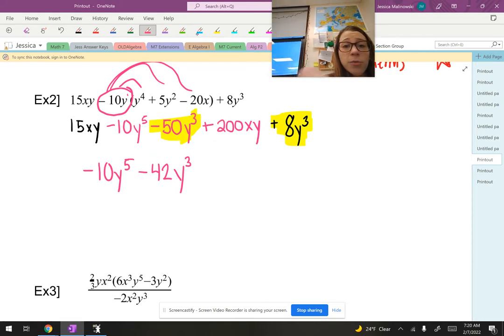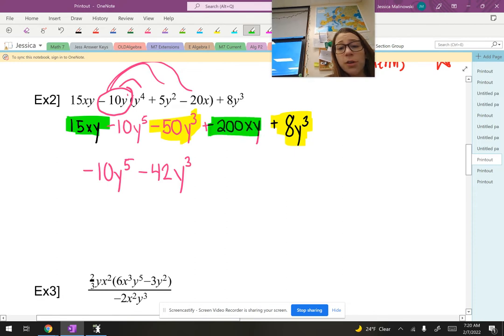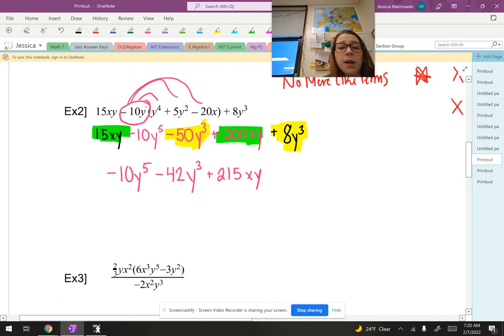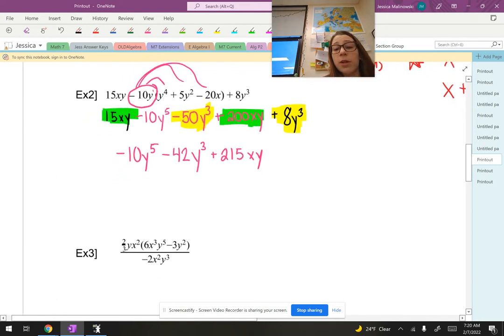And I actually have one more set of like terms. This 15xy and this 200xy can be combined to give me a positive 215xy. And there we are, all set, because we have no more like terms.